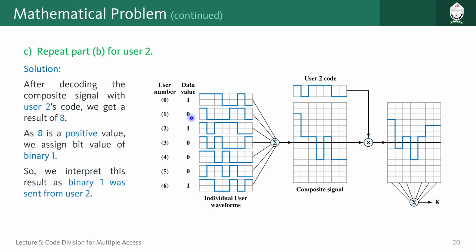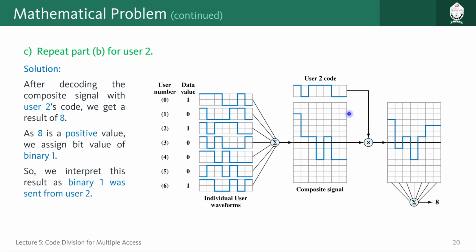Then we have to do the same thing for user 2. Whatever we have done for user 1, we have to do the same thing. So everything is identical here also. We just have to take user 2's code, I mean the spreading code, then correlate with our composite signal to get the result of user 2.